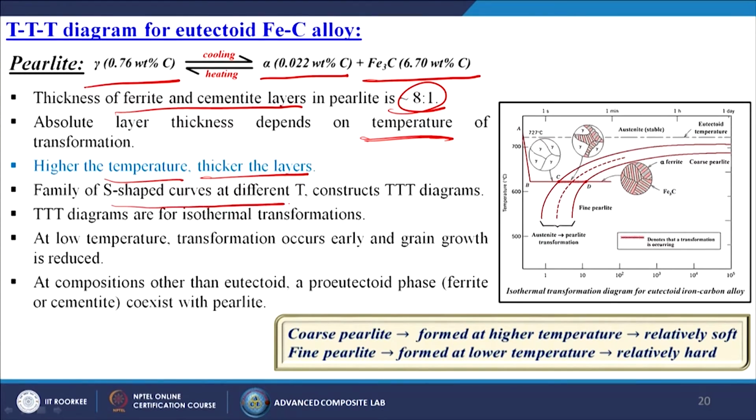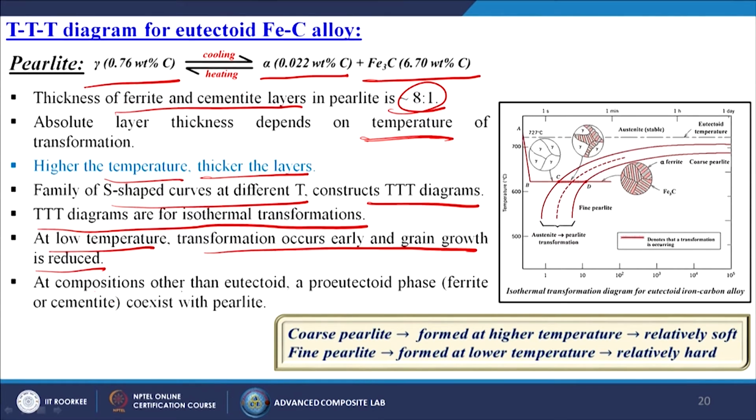A family of S-shaped curves at different temperatures constructs the TTT diagrams. TTT diagrams are for isothermal transformations. At low temperature, transformation occurs early and grain growth is reduced. At compositions other than eutectoid, a proeutectoid phase, ferrite or cementite, coexists with pearlite. So, in these regions you can see that several structures are present when the austenite to pearlite transformation is taking place. This is the temperature versus time diagram, showing with temperature and time how the material is changing.